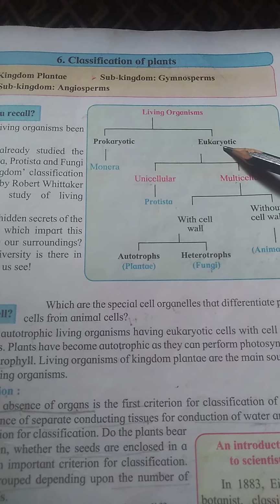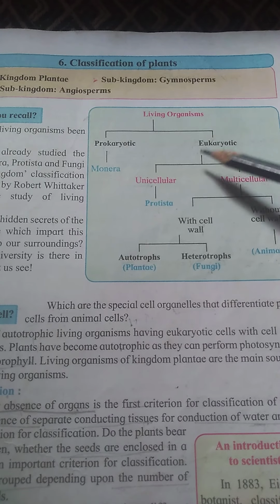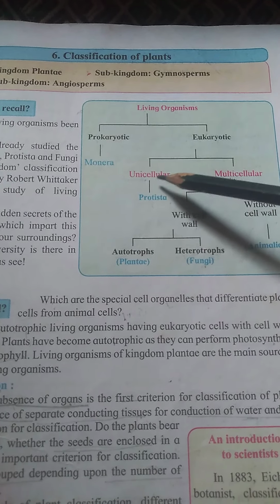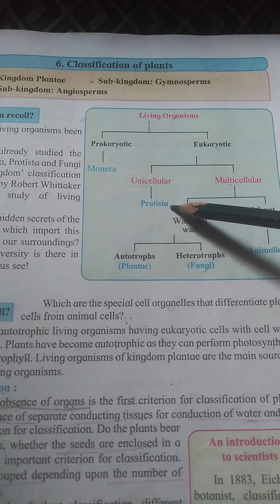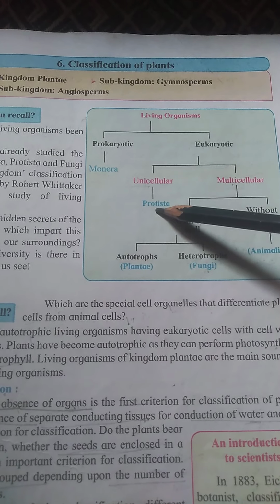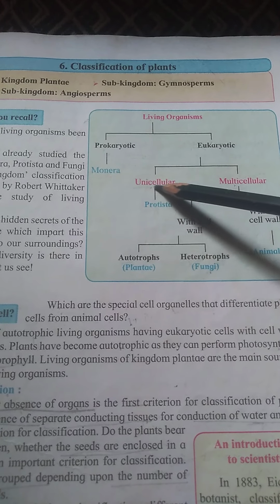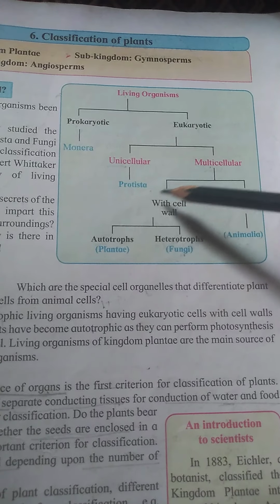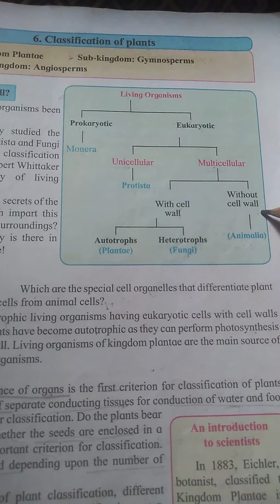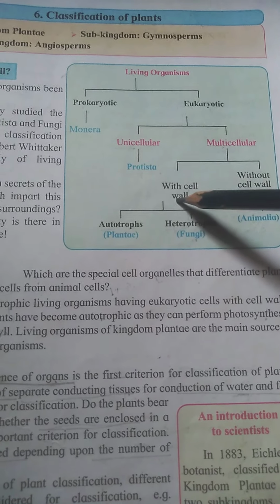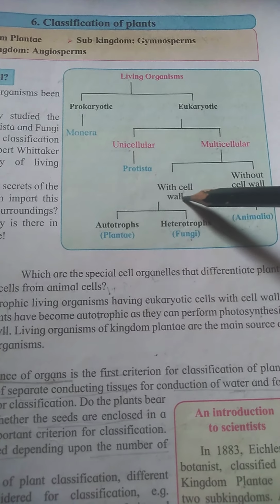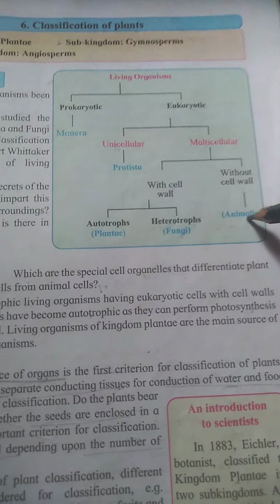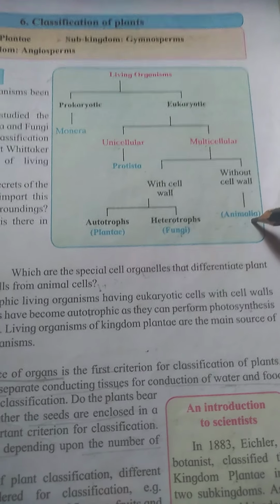The second type is eukaryotic. Under eukaryotic, there are two types again: one is unicellular and the second is multicellular. In unicellular, the second kingdom is Protista. For kingdom Protista, we can give the example of amoeba and paramecium, because they come under unicellular. In multicellular, again there are two parts, with cell wall and without cell wall. As you studied about the cell, a plant cell has a cell wall, but an animal cell does not have a cell wall. We human beings also come under kingdom Animalia.